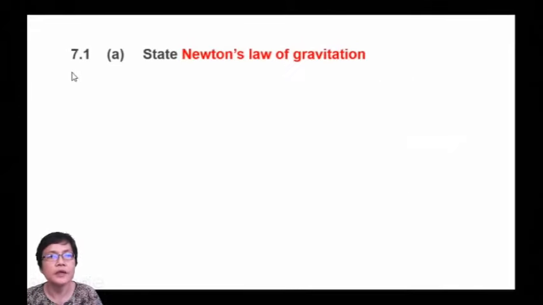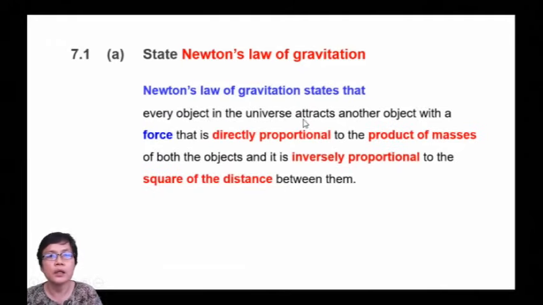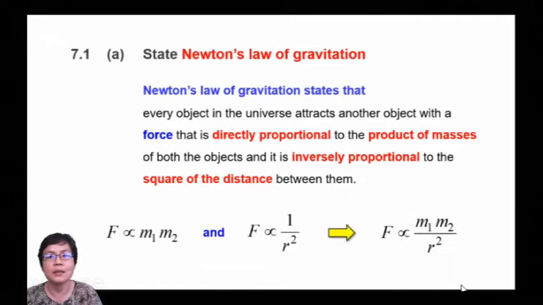Now we are at 7.1a. We will try to state Newton's law of gravitation. Are you ready? Newton's law of gravitation states that every object in the universe attracts another object with a force that is directly proportional to the product of masses of both the objects and is inversely proportional to the square of distance between them. We can also conclude like this.